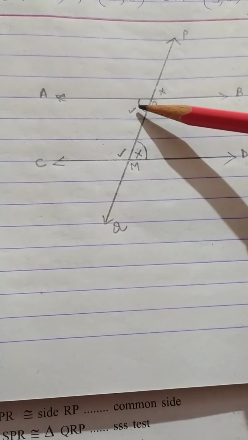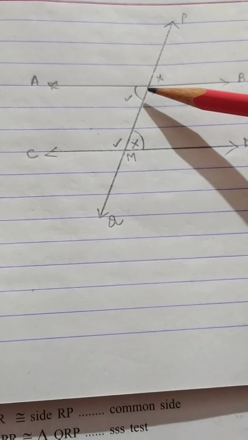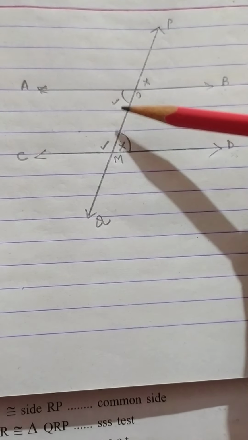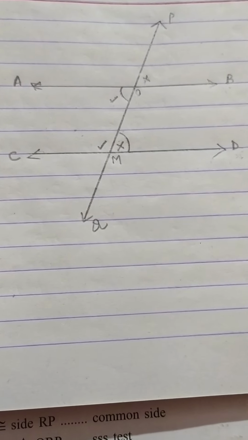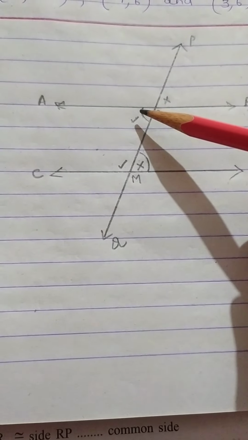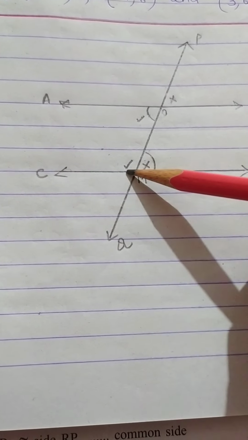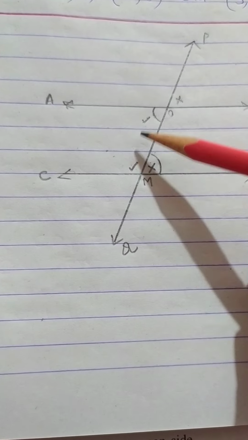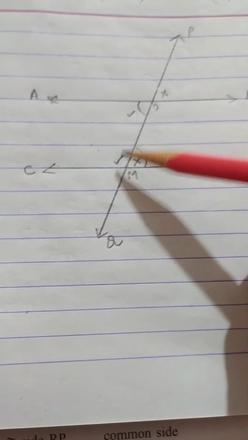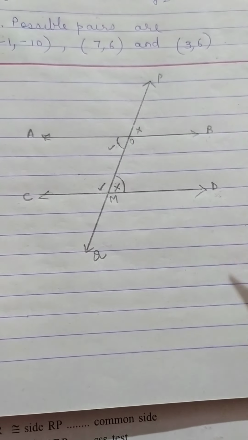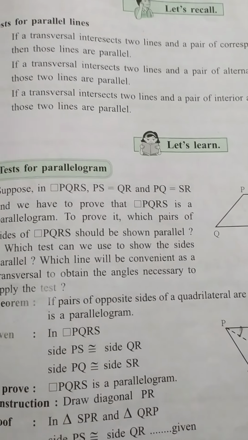Second condition: if a pair of alternate angles are congruent, that is angle AOM and angle OMD, they form a pair of alternate angles. If they are congruent, the lines are parallel. Third, if a pair of interior angles are supplementary, angle AOM and angle OMC, so if I add these two angles and it comes to 180 degrees, that is, they are supplementary, then also I can say line AB is parallel to line CD. This is what is meant by the first three tests for parallel lines.